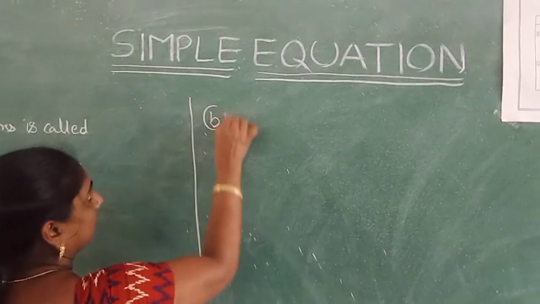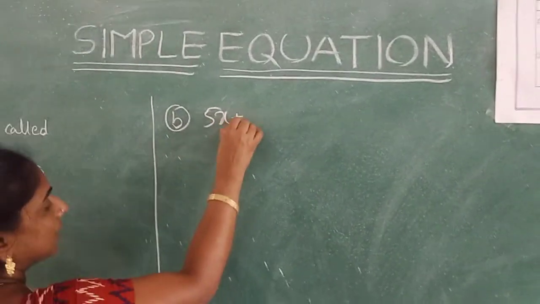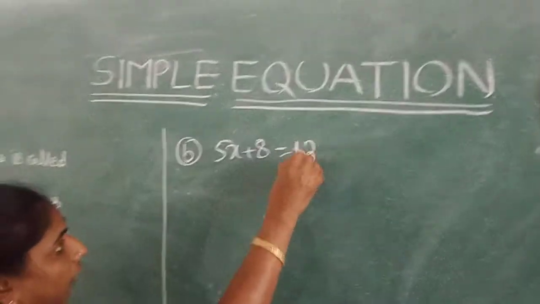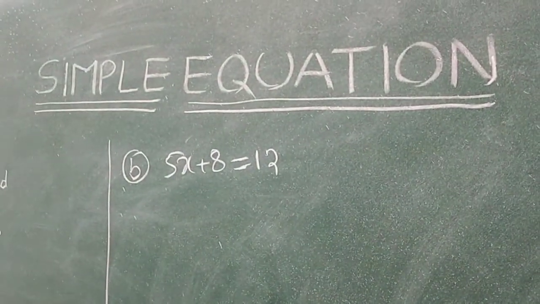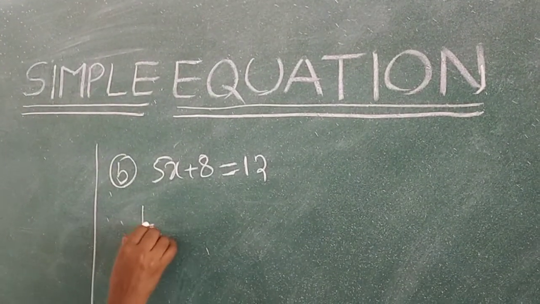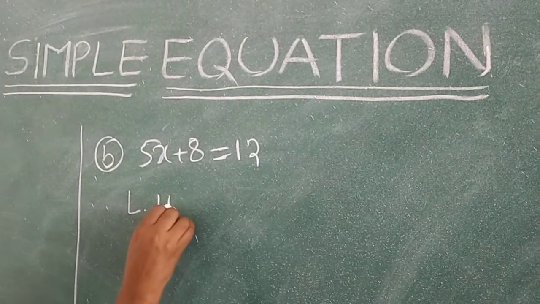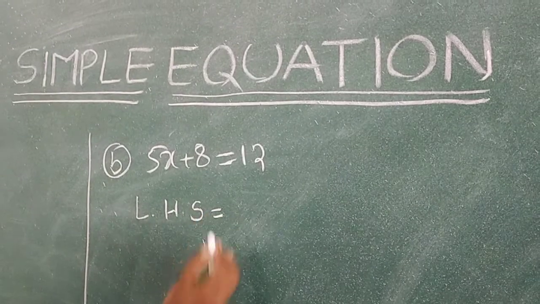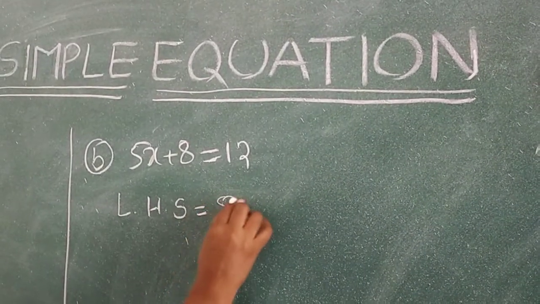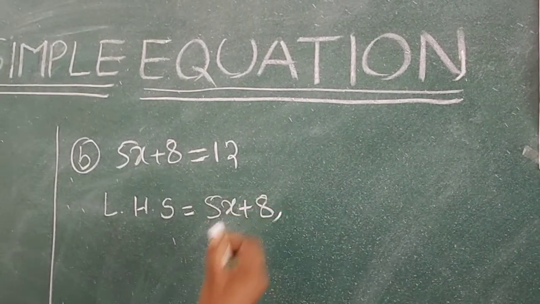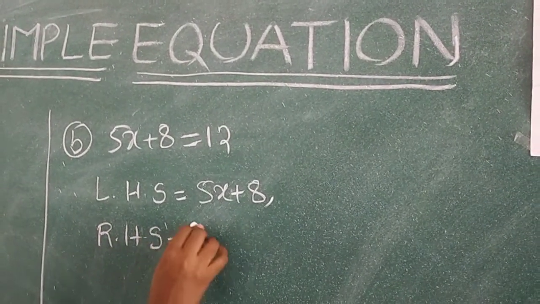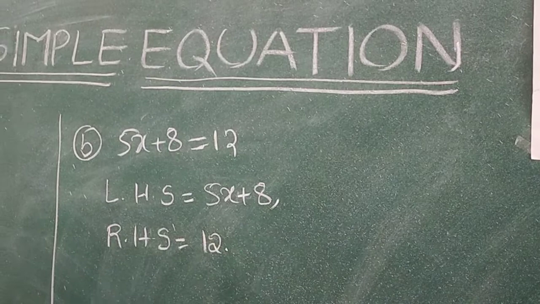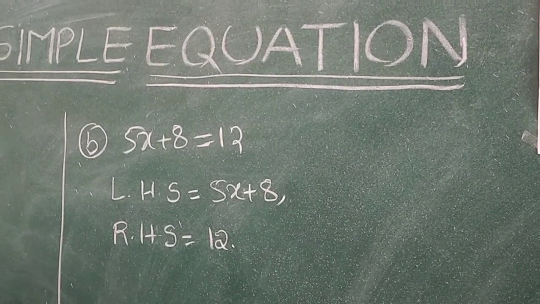Another example, 5x plus 8 is equal to 12. To find the LHS and RHS, LHS is equal to 5x plus 8, RHS is equal to 12.